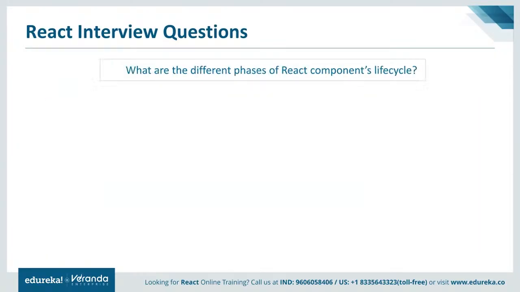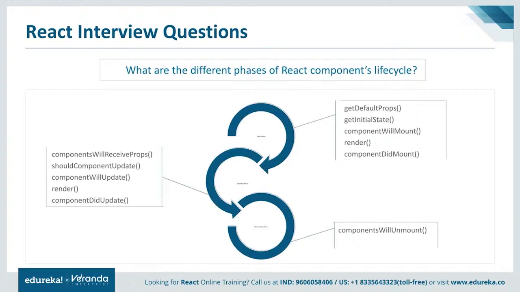Now, what are the different phases of the React component lifecycle? It's a very interesting one. As we all know, there are 4 phases. Here I'm depicting 3 phases: the initial phase, which is mostly used, and the updating phase. One is the mounting phase, another one is the unmounting phase. We can amalgamate the 2 in one, so now it becomes 3: the initial phase, updating phase, and unmounting phase.